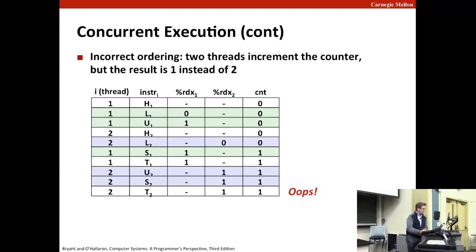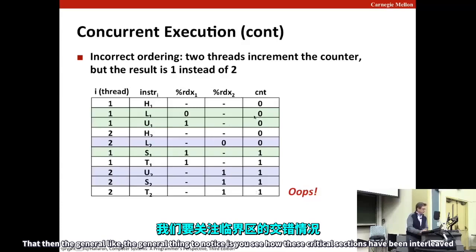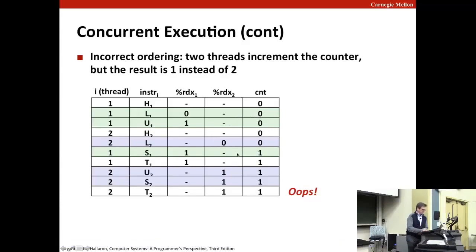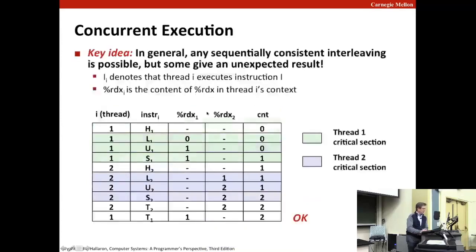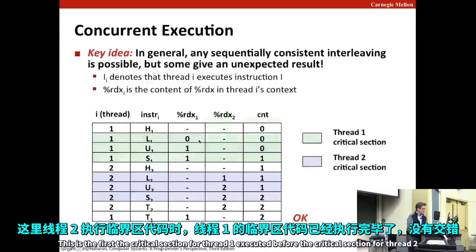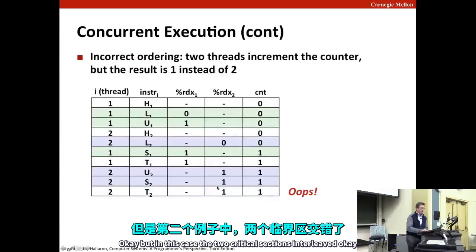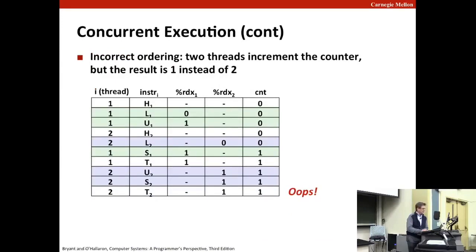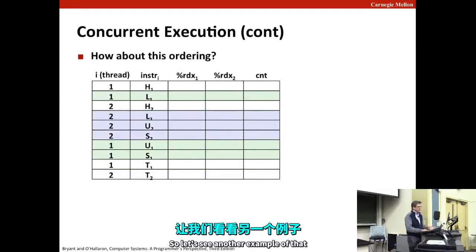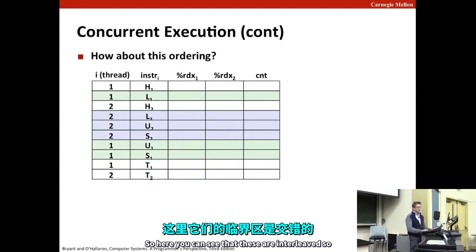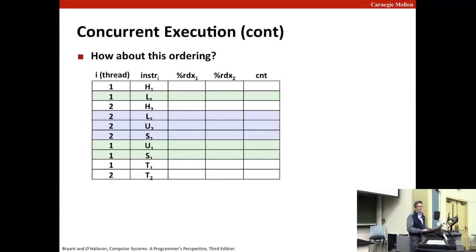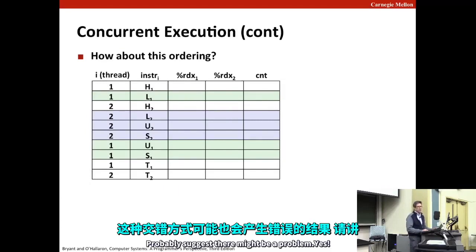Okay, and the general thing to notice is, you see how these critical sections have been interleaved? In the first case, the critical section for thread 1 executed before the critical section for thread 2. But in this case, the two critical sections interleaved. So let's see another example of that. Here you can see that these are interleaved. So that probably suggests there might be a problem.